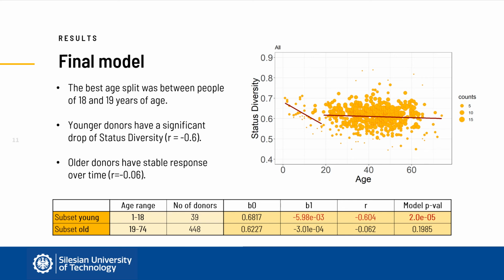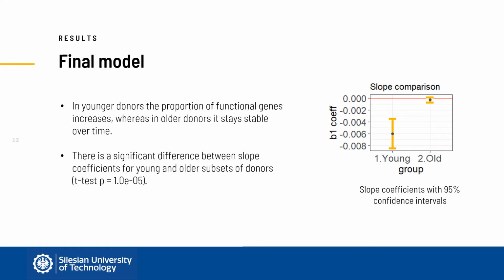For older donors, we do not observe a significant change with time. Based on a correlation value equal to 0.06, we can say that the size of an effect is negligible. This drop of status diversity means that there are bigger disproportions between functional and non-functional sequences. So in younger donors, we observe an increase of functional genes, whereas in older donors, it stays stable over time. We can also observe that the slopes of the two created models are significantly different.